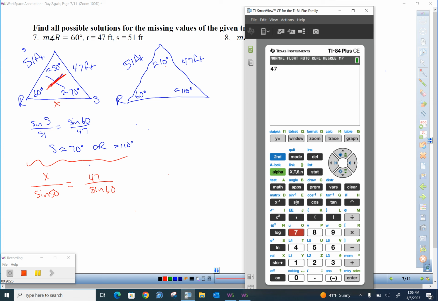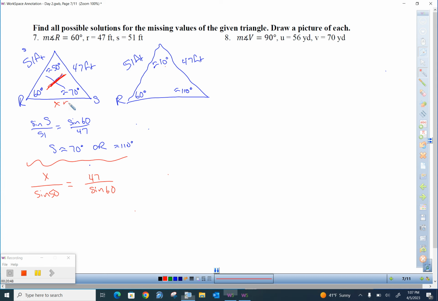So 47 sine 50, hit enter or close your parenthesis, and then divide by that sine 60. Reasonably, our number should be smaller than these two, but probably not by a whole lot since 50, 60, and 70 are relatively close together. Ours is about 41.6. And we're going to label it feet.